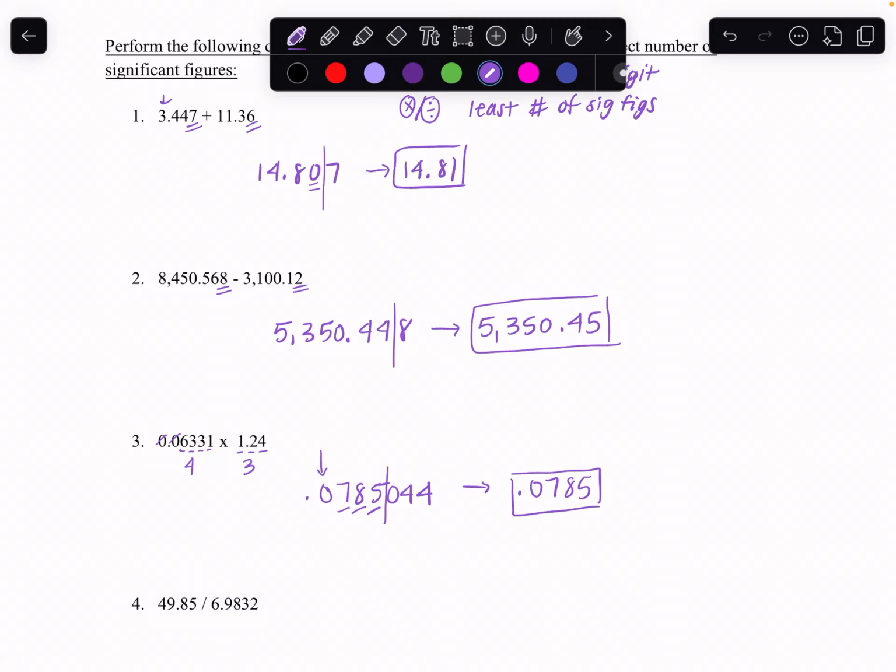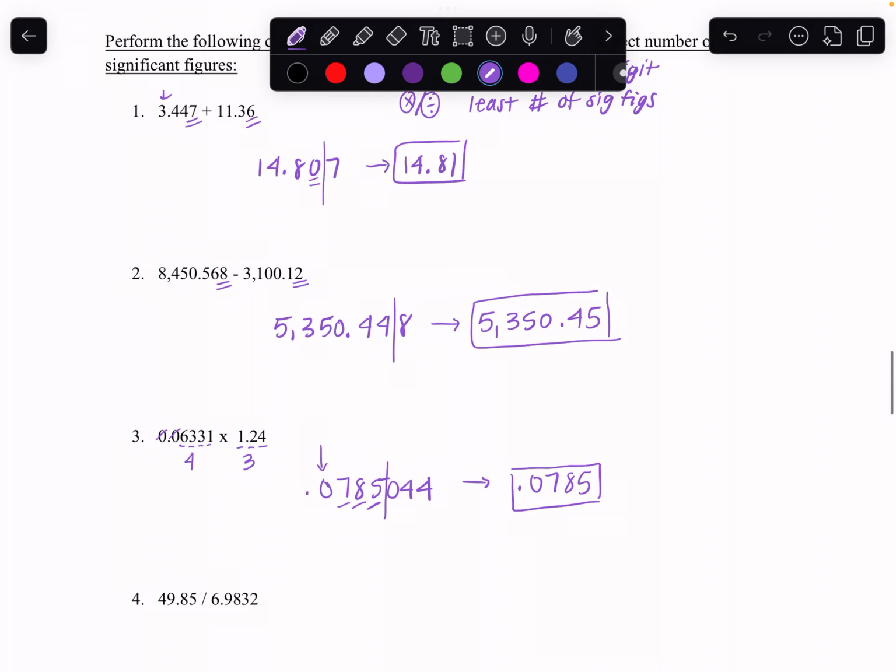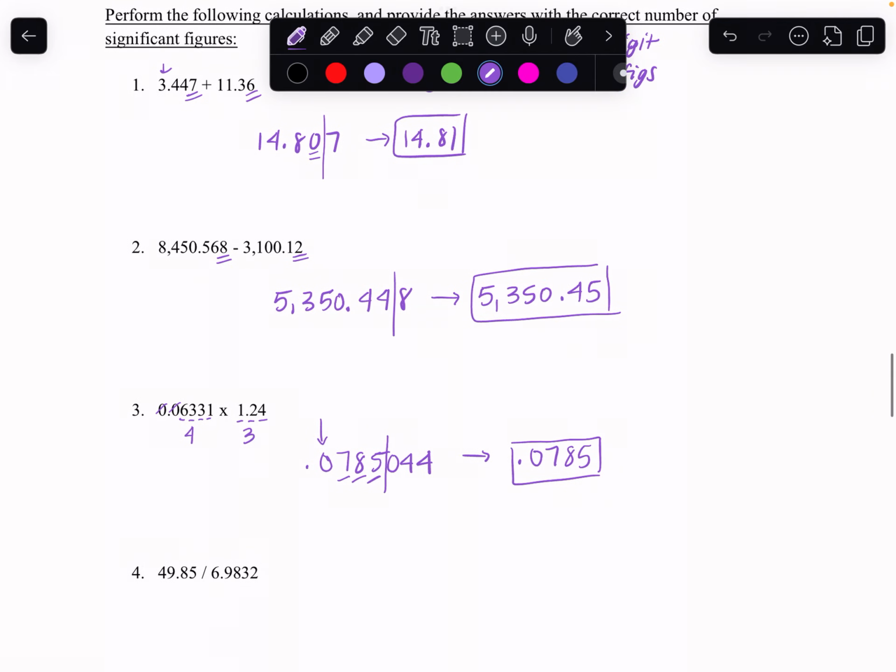Nice. Sorry for that initial mistake. Like I said, it's been corrected. So hopefully we can understand proper sig figs for multiplication and division without my mistakes.